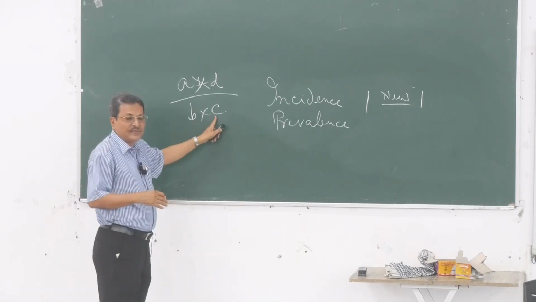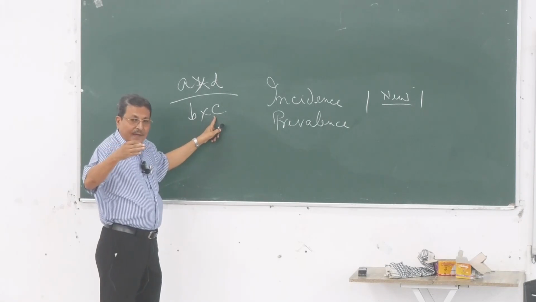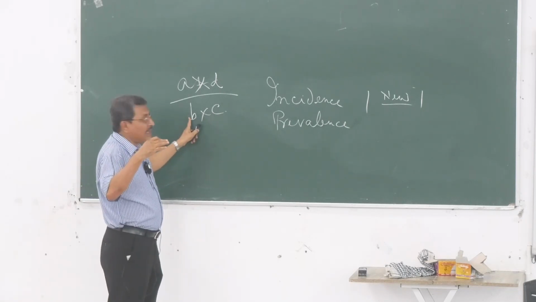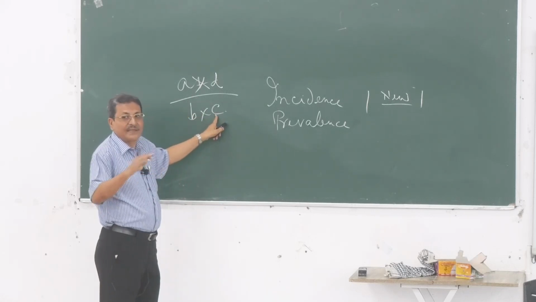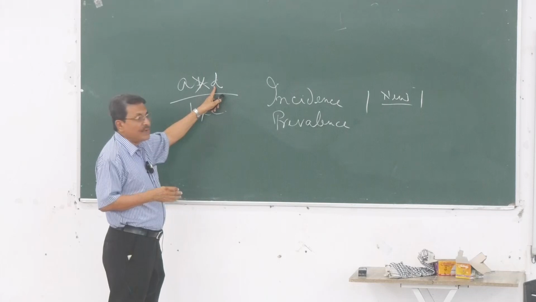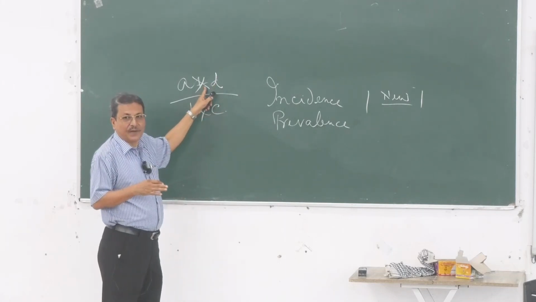And C means where exposure was there, but disease did not develop. D means exposure not there, and disease also not developed.